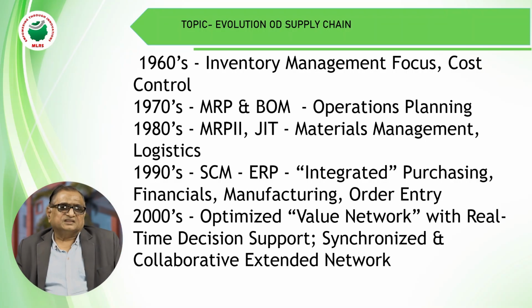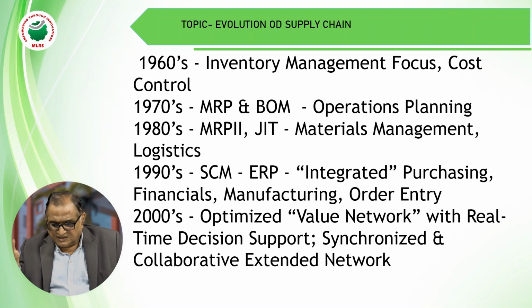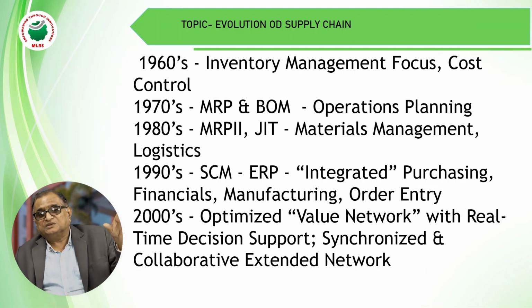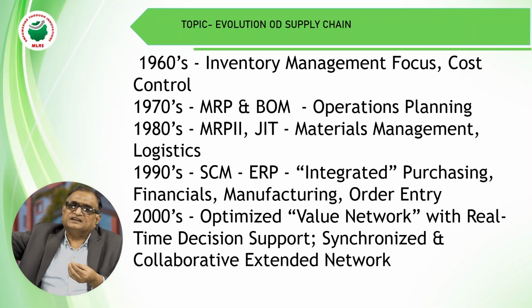Next, the later 2000 stages and optimized value networks. On the basis of various technologies, information technology and everything has come up. So we keep on using networks, with real-time decision support on the basis of which decisions have been taken. Further, we are trying to synchronize and collaborate, for example marketing with manufacturing, marketing with manufacturing and supply chain, or maybe sales, like we did in extended networks.